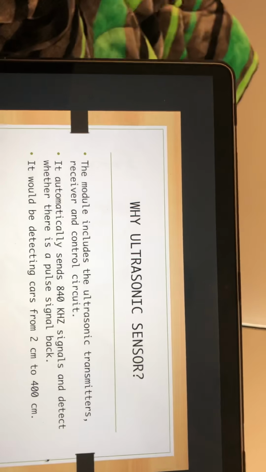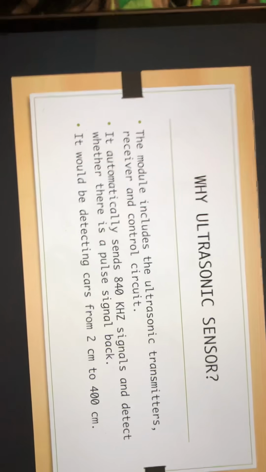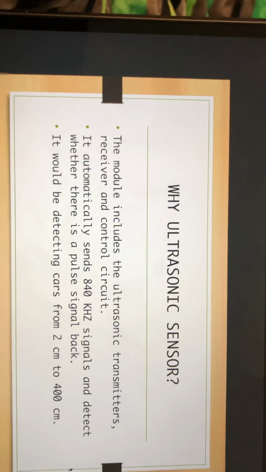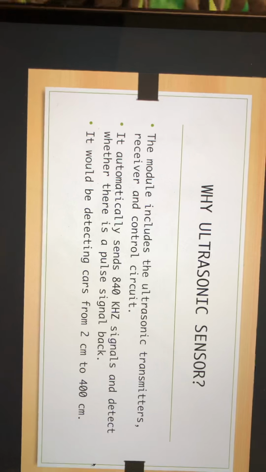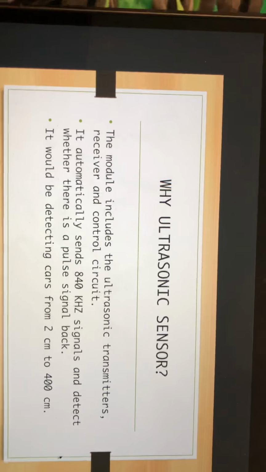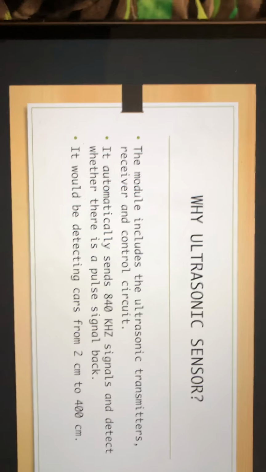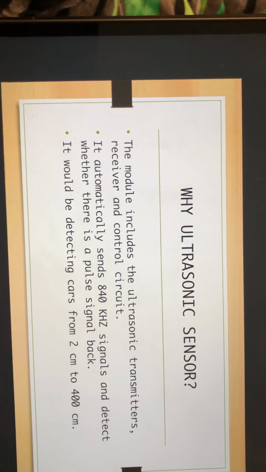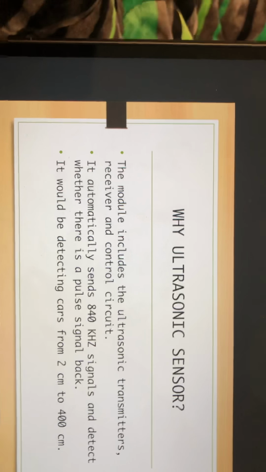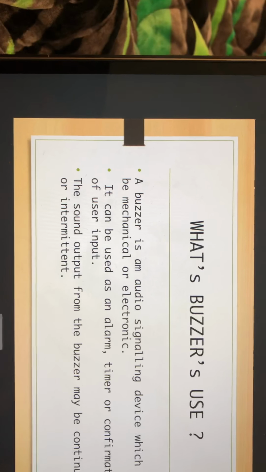Basically the ultrasonic sensor is used for detecting the cars, and it's used for detecting distance, as the car comes near to the ultrasonic sensor. The range could be 2 centimeters to 4 centimeters, which is preset in the ultrasonic sensor, but you can reset it in your code. I'll explain later how it's set in the code. It automatically sends a 40 kilohertz signal and detects whether there is a pulse signal back or not. And it includes the ultrasonic transmitter, receiver, and the control circuit.